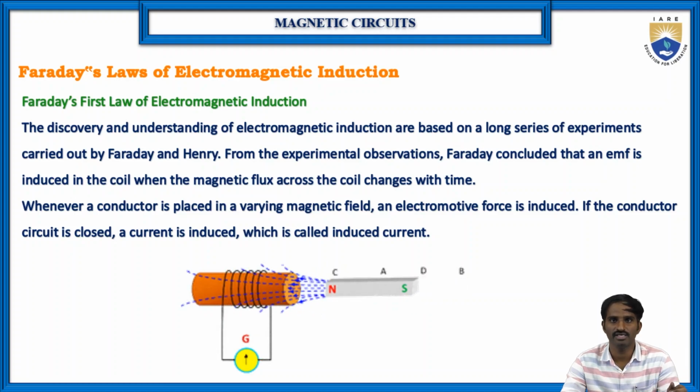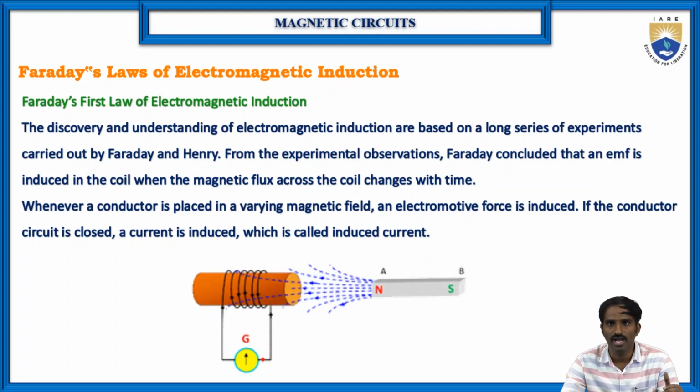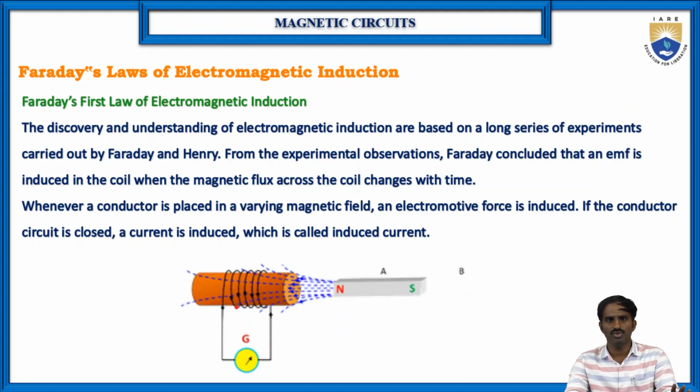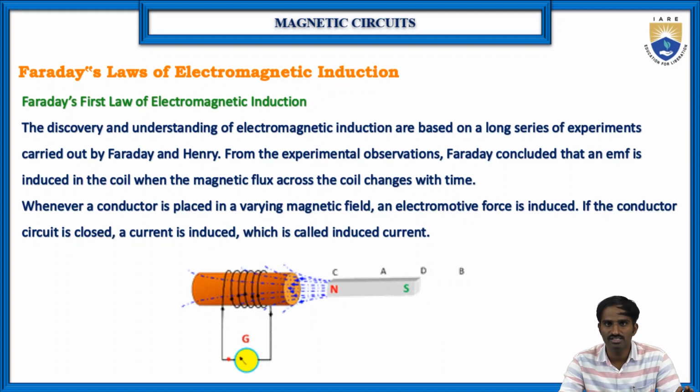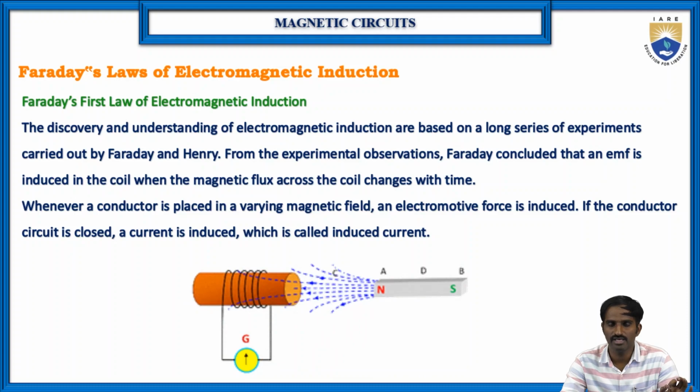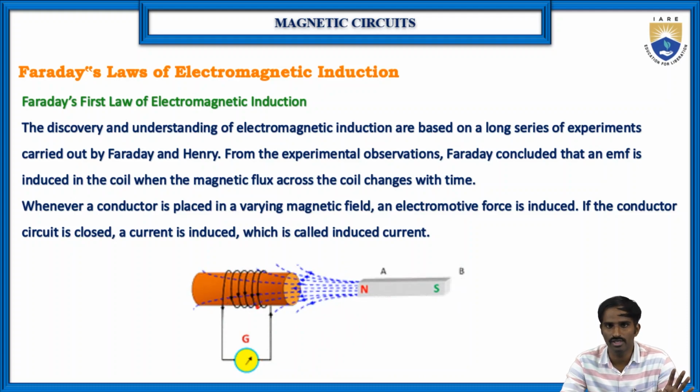Whenever a conductor is placed in a varying magnetic field, an EMF is induced in that coil. If the conductor circuit is closed, then the current will also flow through the circuit. That is how mechanical energy is converted into electrical energy, or how the EMF is produced by the magnetic field. It is very clear and simple. If the coil is a closed circuit, then current flows through that coil. That is Faraday's law of electromagnetic induction.